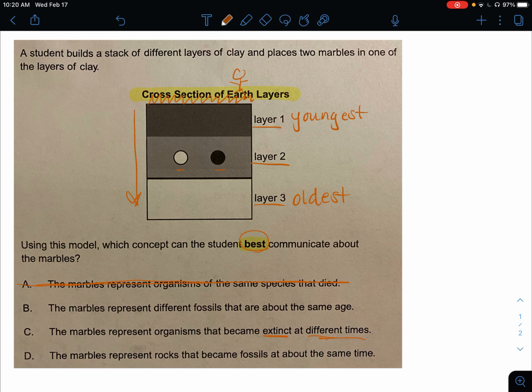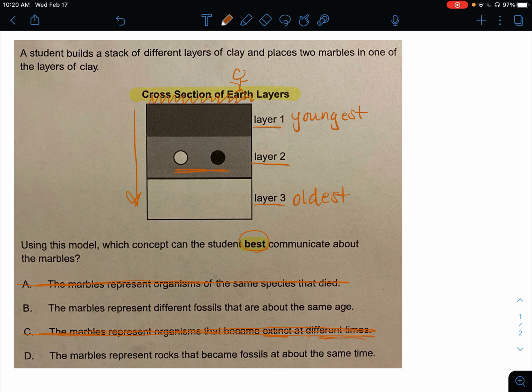So having these two fossils be extinct at different times, first, you don't even see that they're existing in different time periods, right? We have these two marbles in one layer, which means they were around at the same time. So C, that answer's not really doing it for me. Okay, so that leaves us with B and D.